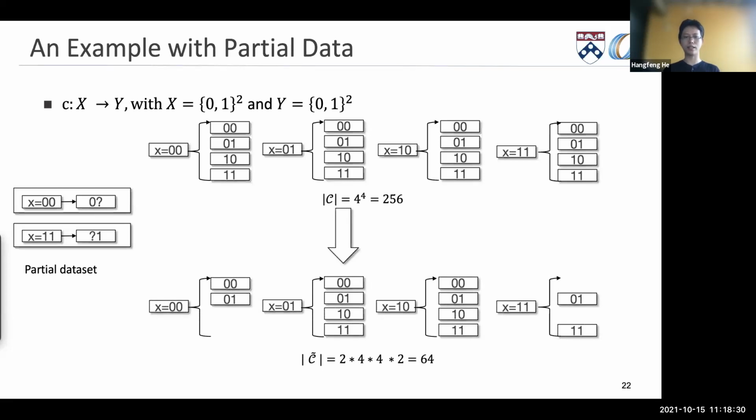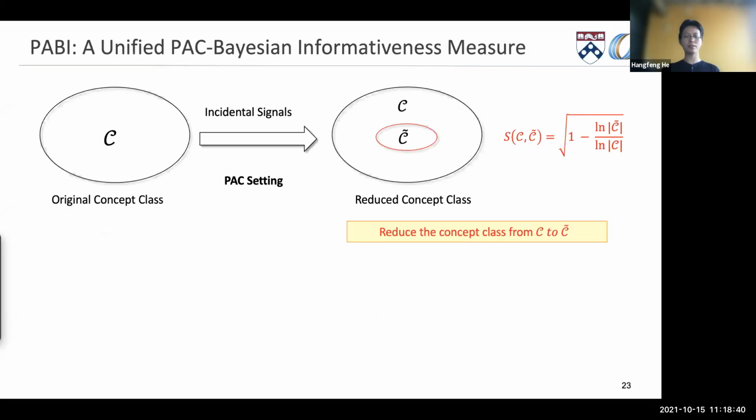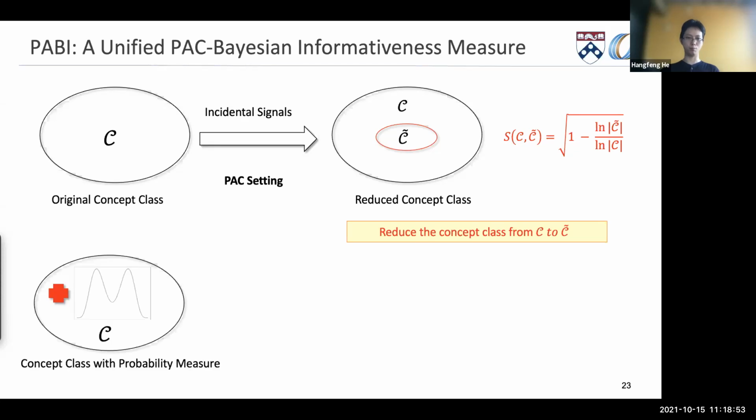For instance, we know that we cannot map the input 0, 0 to the label 1, 0 or 1, 1. In this way, the concept class can be reduced to a smaller one, and the size is 64. So in a word, in the PAC setting, we use incidental signals to reduce the concept class to a smaller one, and the relative reduction of the concept class can serve as an informativeness measure.